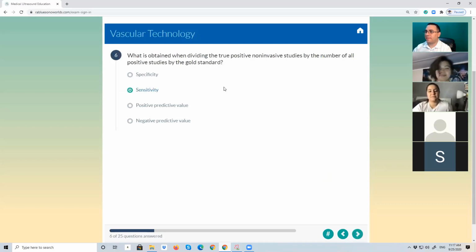So in this case, if you don't know the answer, just go by each option. Do that with every question and go by the process of elimination. With specificity, you're looking at the opposite. You're looking at all the patients that are not sick. So obviously it's not that one. Just do that whenever you don't know the answer. Yeah, you got it.